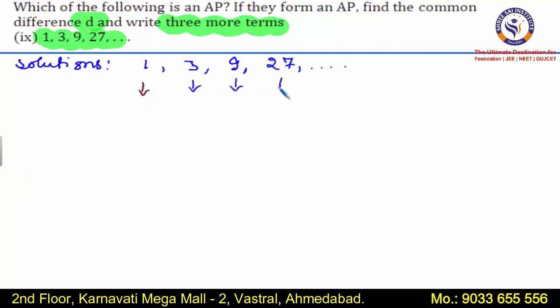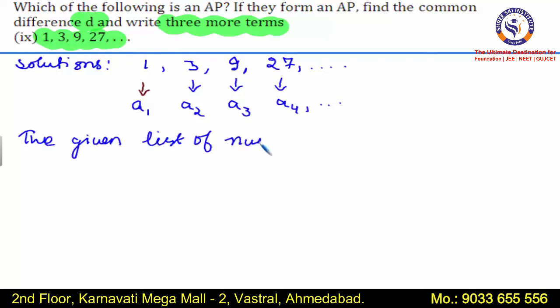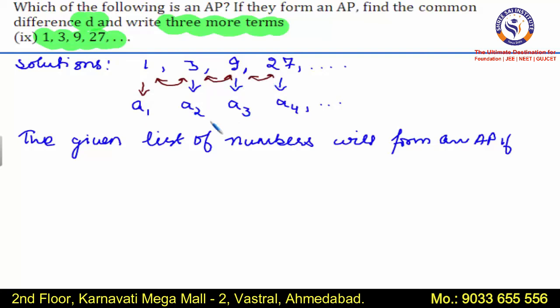Let us denote the terms of the given list of numbers by A1, A2, A3, A4 and so on. This list of numbers will form an AP if the difference between any two consecutive terms always remains the same. That is, A2 minus A1, A3 minus A2, A4 minus A3 and so on always remains the same. That is, A(k+1) minus A(k) always remains the same.